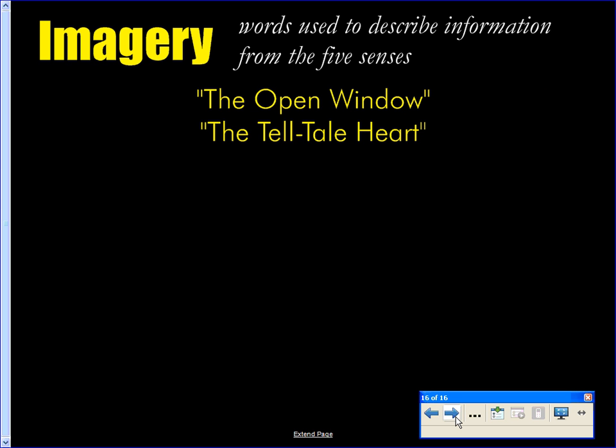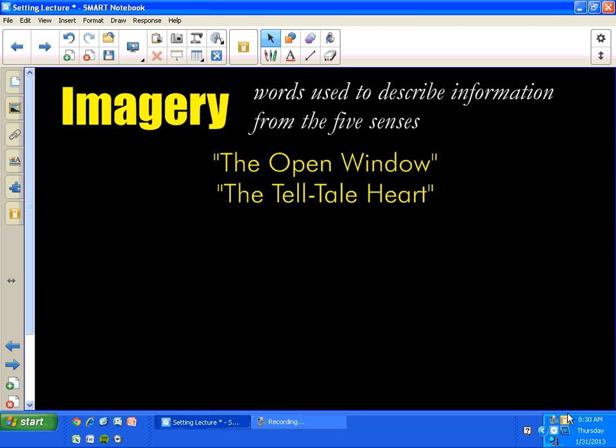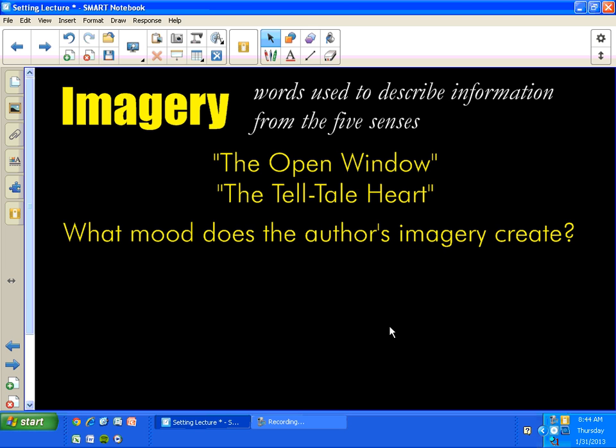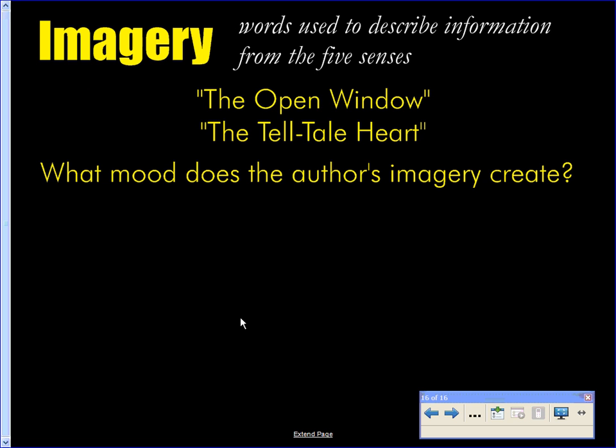Let's take a look at these. I want the right half of the room looking at The Open Window. I want the left half of the room looking at The Tell-Tale Heart. I want you to do the exact same activity that we just did for The Treasure of Lemon Brown. I want you casting through those pages, and there aren't very many, to see what sort of imagery you might be able to pull out. We're going to be looking at how it creates mood, and especially look for any imagery connected to the setting, on any of the pages. Okay, it looks like most of you have finished, so let's start with The Open Window first.